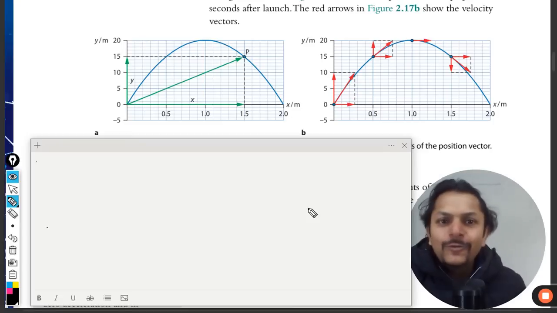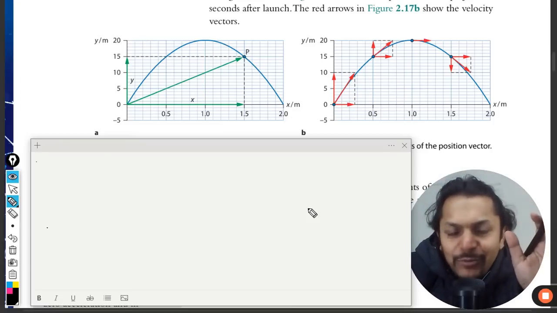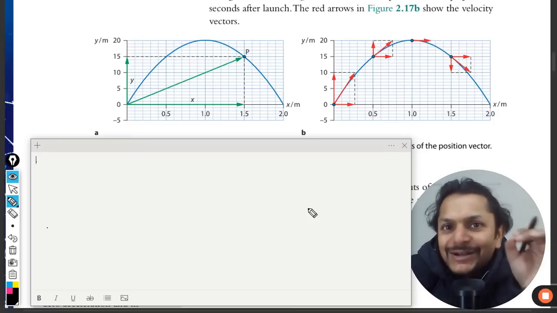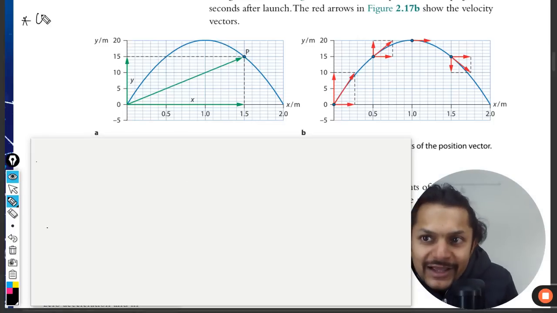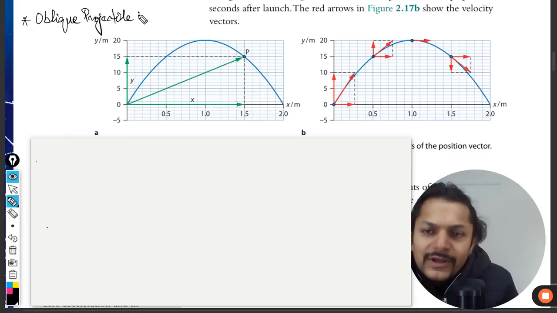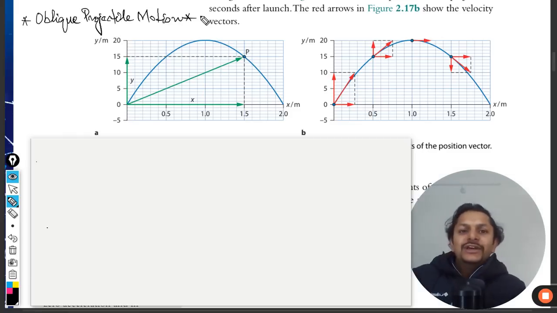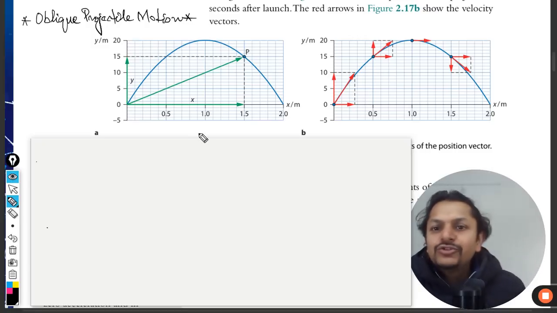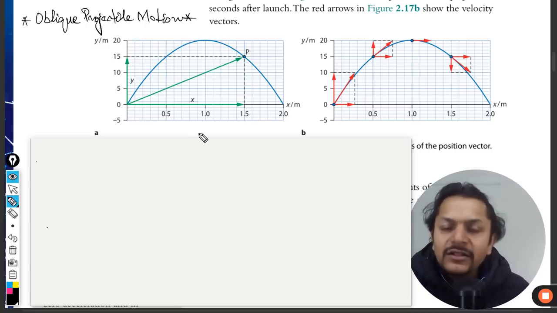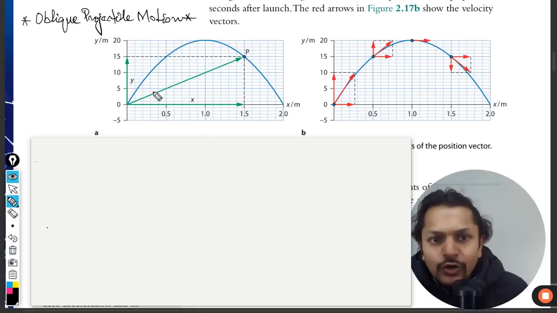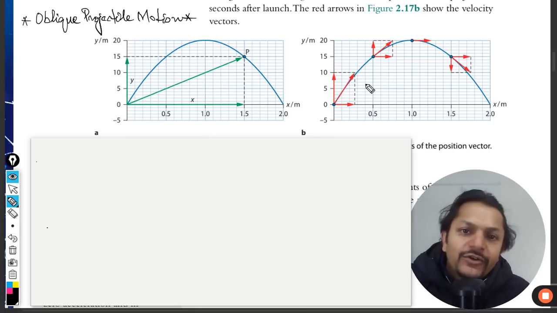Students, so let us see what is there in the oblique projectile motion. The diagrams are in front of you. There is a name for this kind of projectile, and we call it oblique projectile motion. Oblique projectile motion can be defined as a projectile which is thrown at some angle with the horizontal.